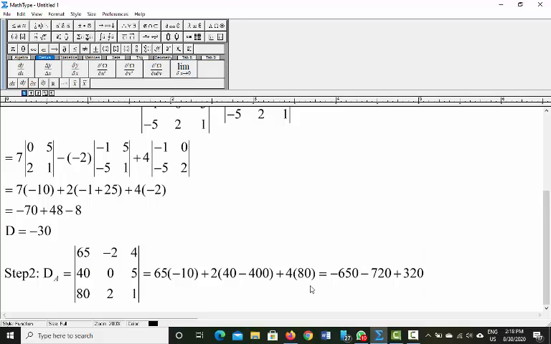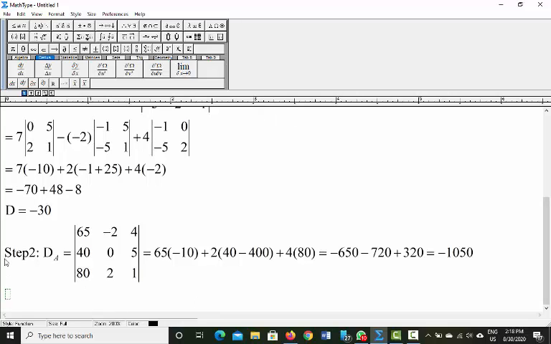So what we will get? 320 minus 720 minus 650. So we will get minus 1050. That is dA.